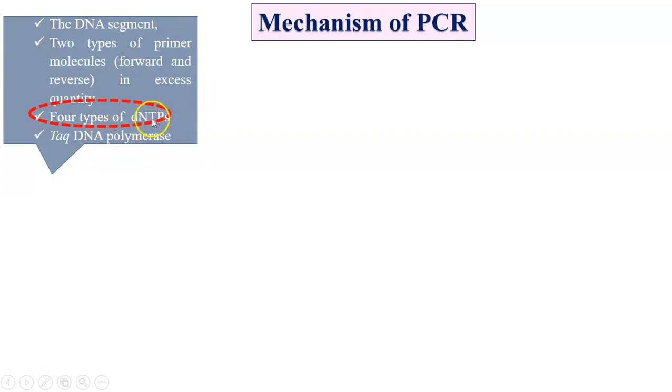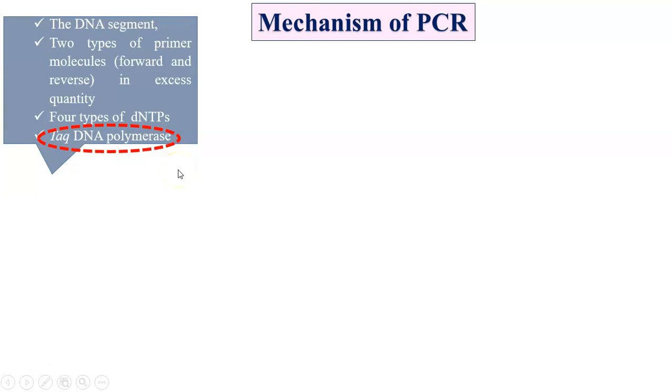They are 4 types based on the 4 types of nitrogen bases: adenine, guanine, cytosine, thymine. They are taken in large quantity because they will be the building blocks for the formation of new copies during the process of PCR. New copies of DNA molecules will be formed using these building blocks, that is deoxyribonucleotide phosphate molecules. And then Taq DNA polymerase.